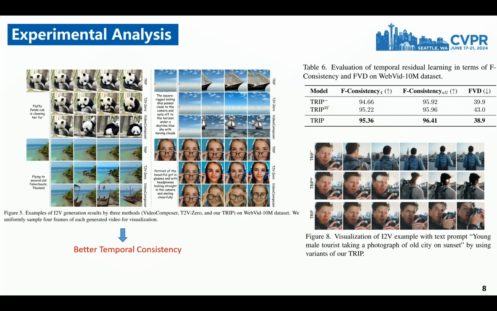Finally, we evaluated the effectiveness of the TRIP module. As seen in Table 6, TRIP achieved better performance in terms of frame consistency and FVD compared to the TRIP-minus model. From Figure 8, we can see that TRIP can generate more consistent videos.